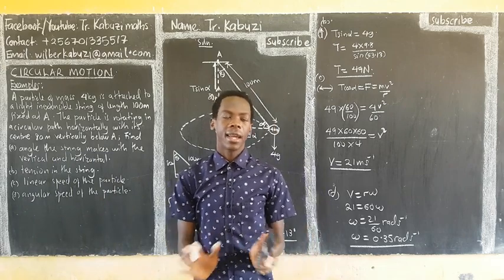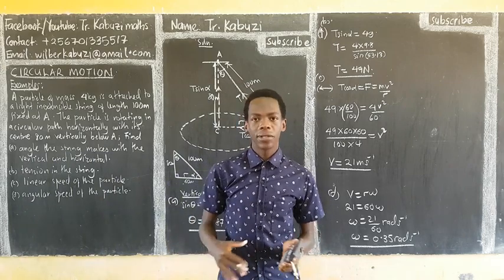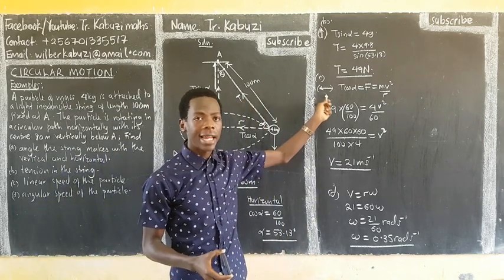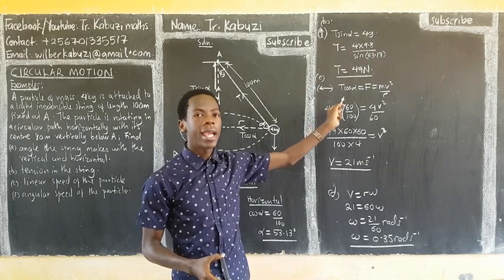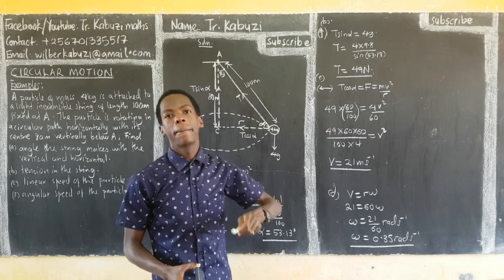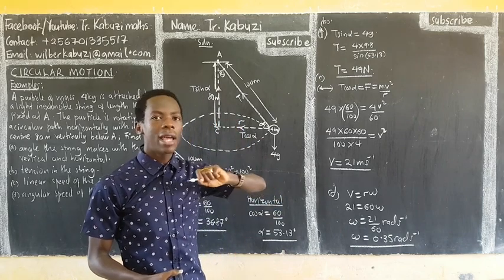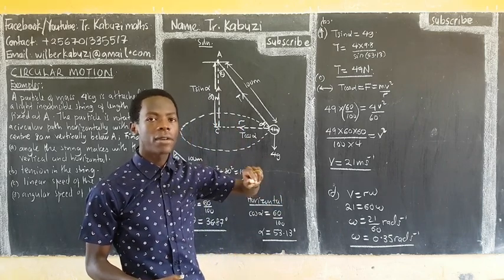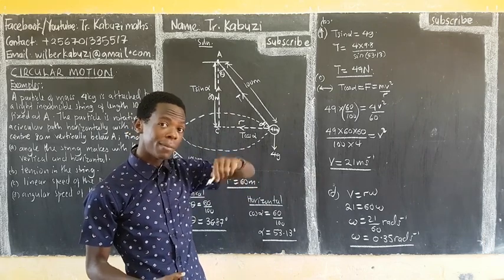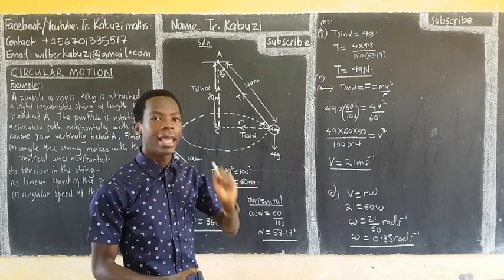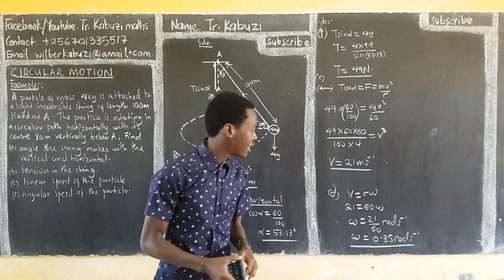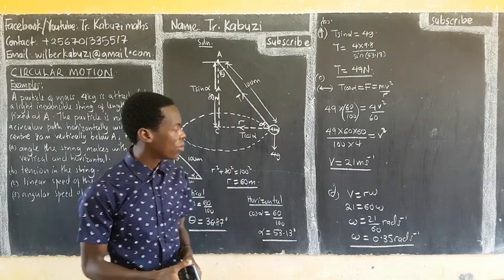I think you see everything in circular motion. The only thing you need to know is that when you resolve horizontally, any force you get should be equal to the centripetal force. Whether you have tension, whether you have friction, it should be equal to the centripetal force, the force that is keeping that body in circular motion. Any horizontal resolving you have, it should be equal to that force. That's it, members. I wish you well.